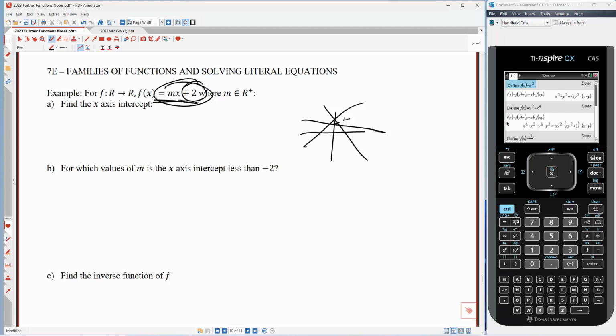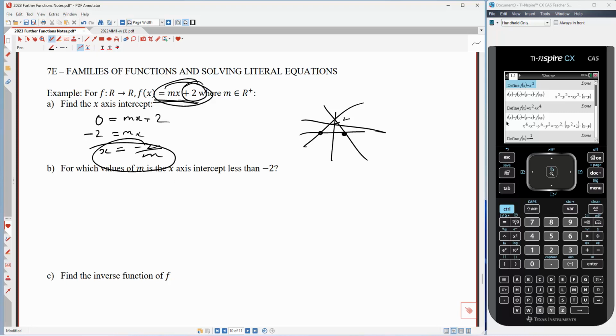The x-axis intercept occurs when y is equal to 0. So we'll go 0 equals mx plus 2. Negative 2 equals mx. x equals negative 2 over m. All right, and so of course it would make sense that the x-axis intercept would vary depending on the gradient. If the gradient looks like this, here's going to be the x-intercept, whereas this gradient here is going to produce an x-axis intercept of that.